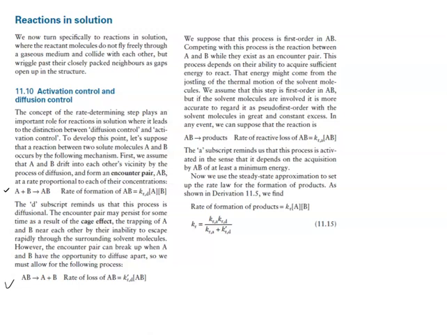As shown in Derivation 11.5 in the text, if you're interested in pursuing that derivation, we find the following, where the rate of formation of products equals the rate constant K_R times the concentration of A times the concentration of B, where K_R equals K_A times K_D divided by K_A plus K_D prime.